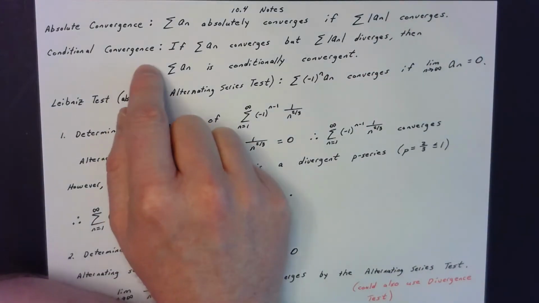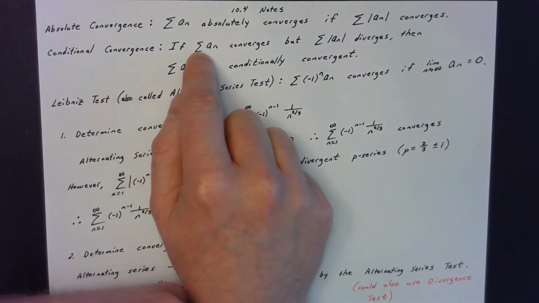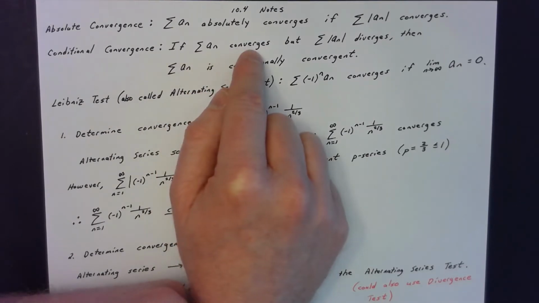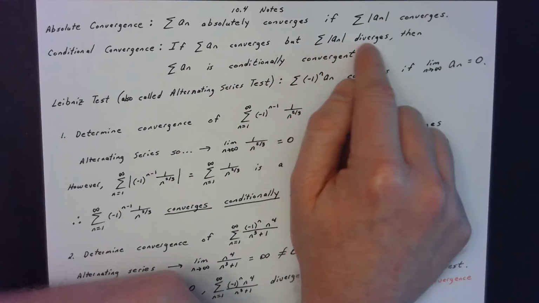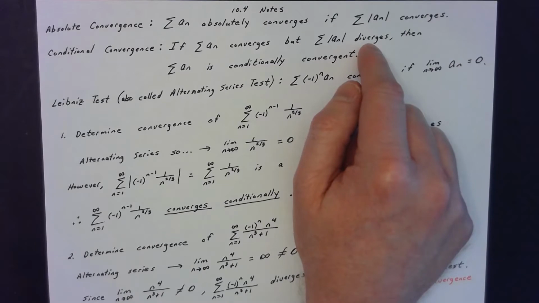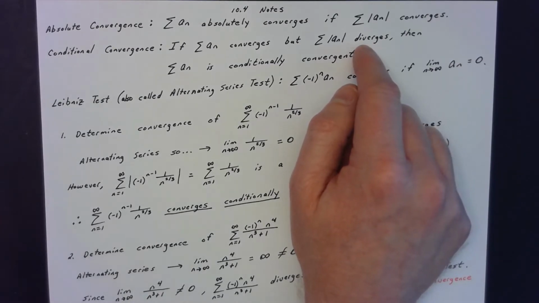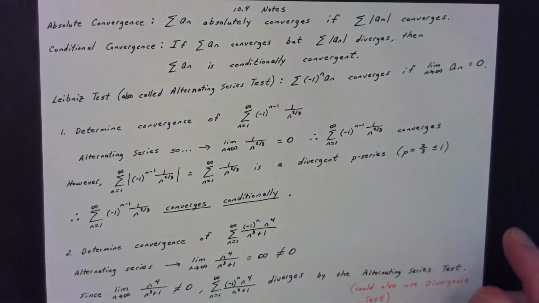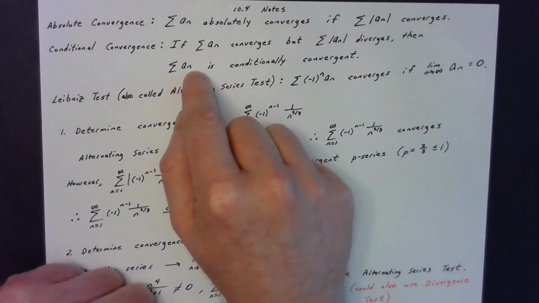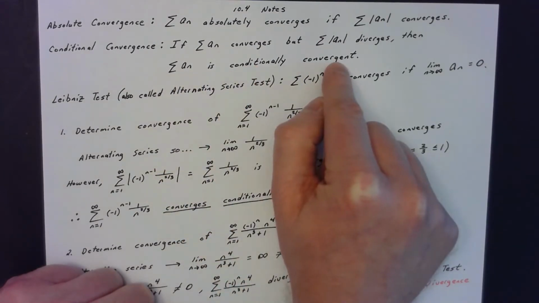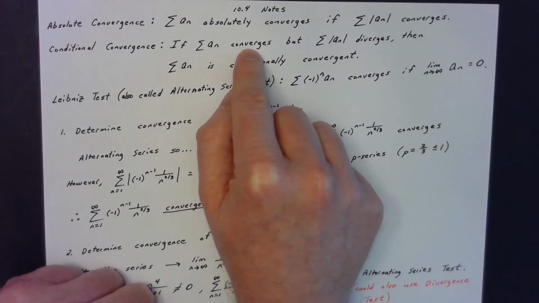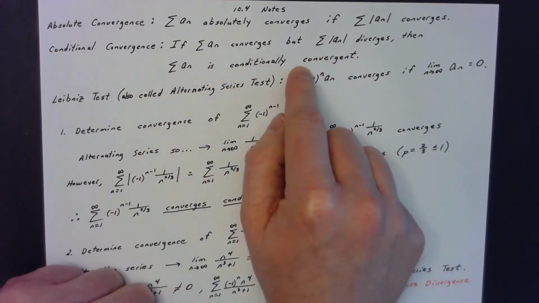Now, conditional convergence is going to say that a series a sub n converges, but the series of the absolute value of a sub n diverges. So the only reason it's converging is because the term is alternating in sign. So now I can say, in this case, a sub n would be conditionally convergent if the series converges, but the absolute value of the series diverges.